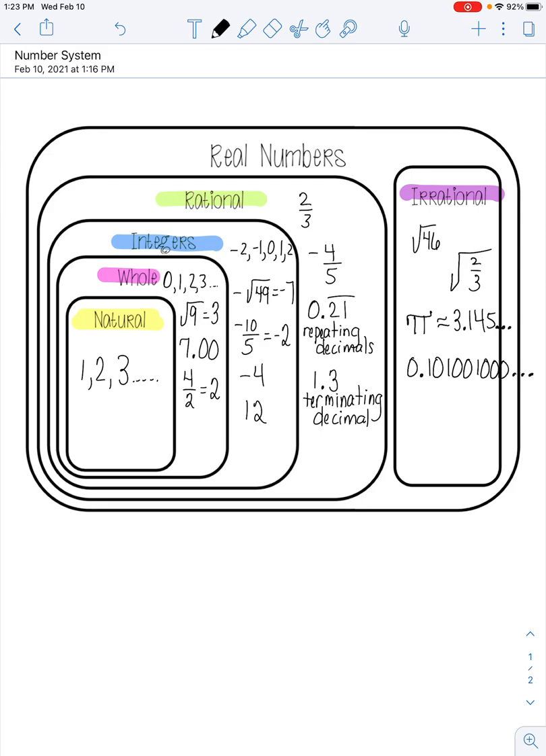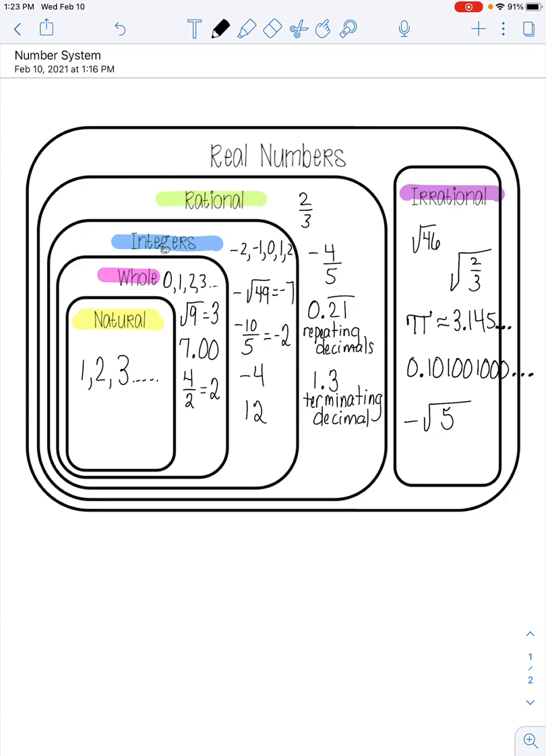0.10, 100, 1000, and it just keeps going. Looks like there's a pattern, but it's not. You have 1 0, then 2 zeros, then 3 zeros. So these are considered irrational numbers. Let me give you another one. Negative square root of 5.